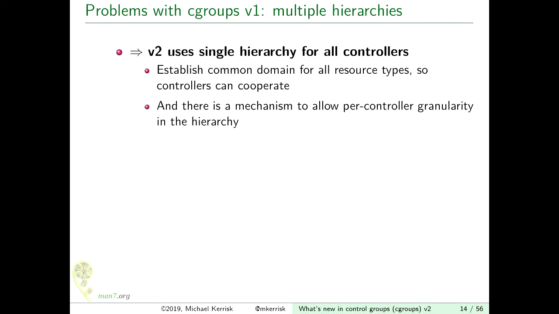With cgroups version 2, this whole notion of separate hierarchies was thrown out the window. There's now just a single hierarchy. All the controllers are available in that hierarchy, and there's an additional mechanism which allows you to control granularity. So you can say that you want to manage CPU down to a certain level in the hierarchy, but you want to manage memory to a deeper level in a certain part of the hierarchy.